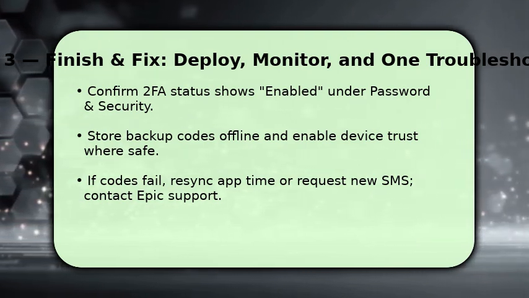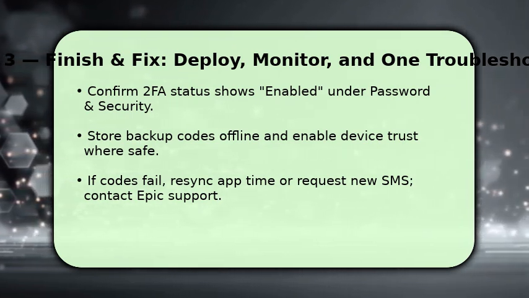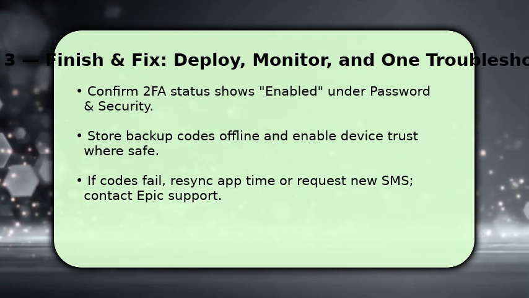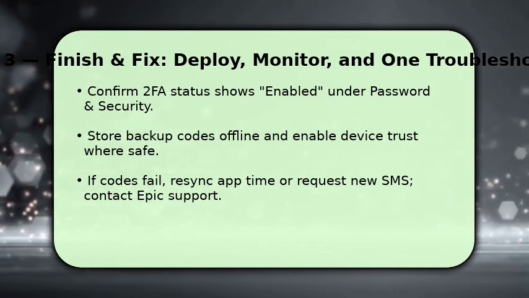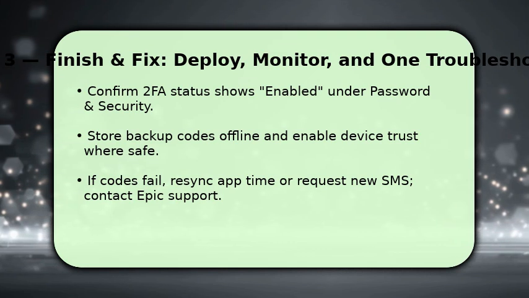If things go wrong, here's one key troubleshooting tip. Resync the Authenticator app's time calibration, because wrong device time causes invalid codes. Alternatively, request a new SMS code. If that still fails, contact Epic.